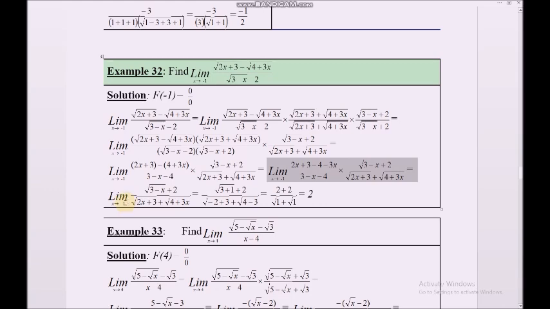Start substitution with negative 1 here instead of x. You will get this form, okay? And then using your calculator to get the answer at last.